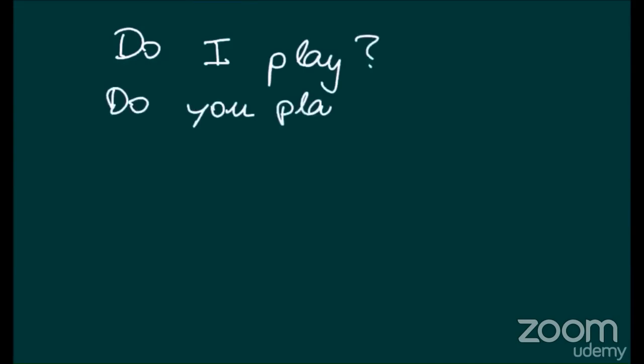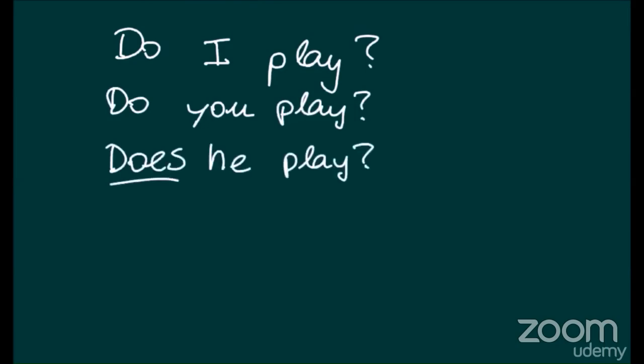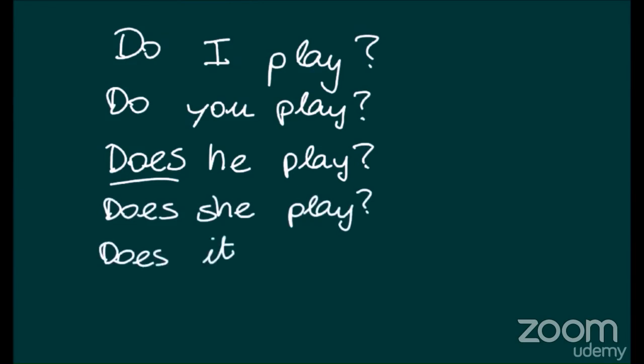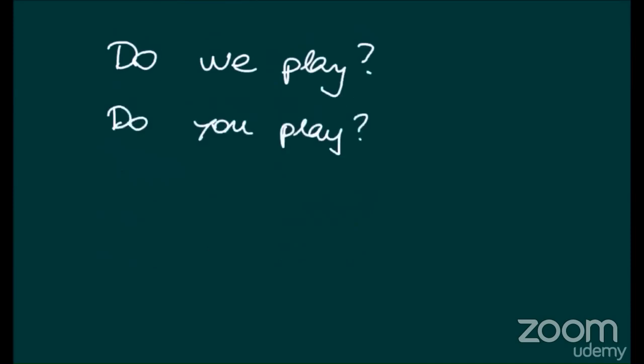Now take a look at the questions. To create a question, we need an auxiliary again. We say, do I play? Do you play? But in he, she, it, we say, does he play? Without the s. Do we play? Do you play? Do they play? Again, the different ones are he, she, it, where we put does instead of do. Watch the WASV lessons for more information on how to create questions.